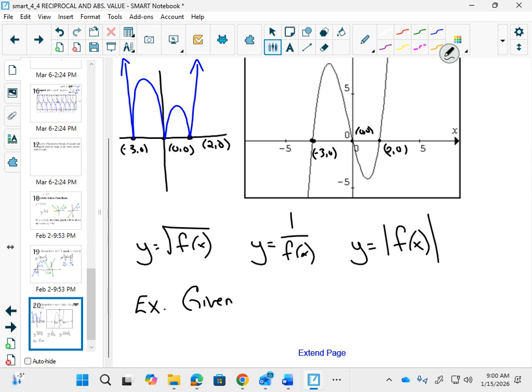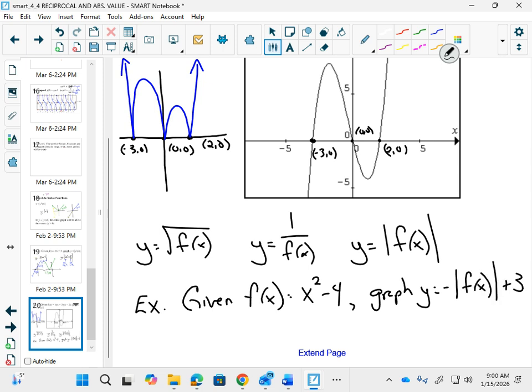But if I say, given f of x equals x squared minus 4, graph y equals the negative absolute value of f of x, plus 3. Whew.